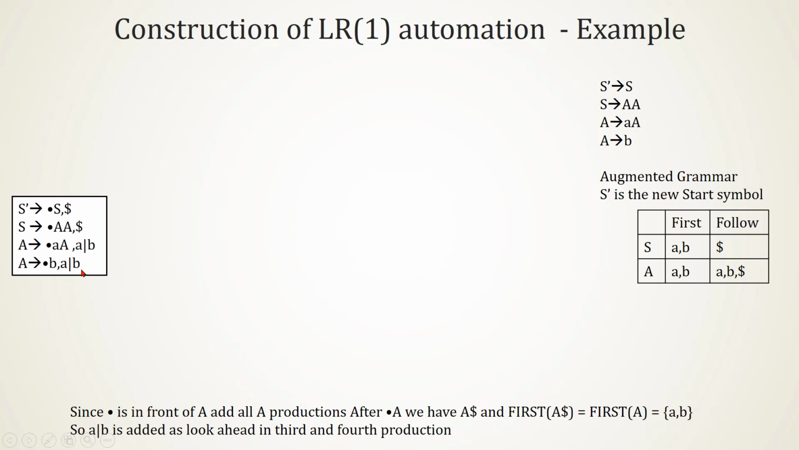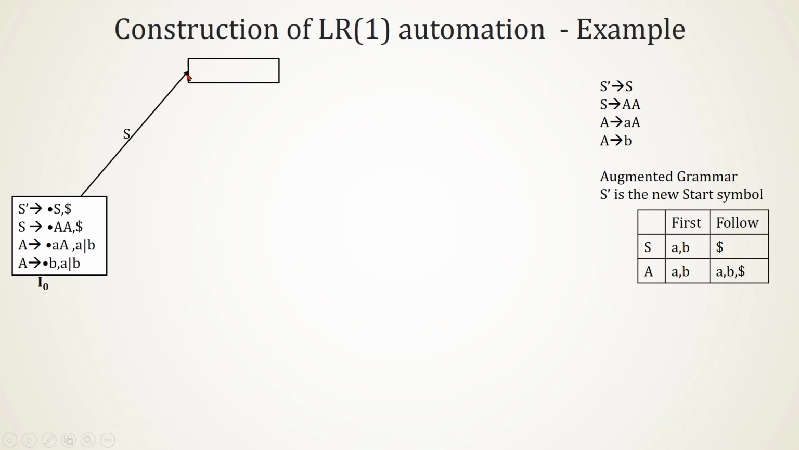So we have to find the first transition. The first transition will be based on capital S because there is a dot in front of S. So here is the first transition. Before that I numbered this item also. In the previous example, we numbered the items in the end. You can number the items at any stage. Here I am numbering the items after each item is created.